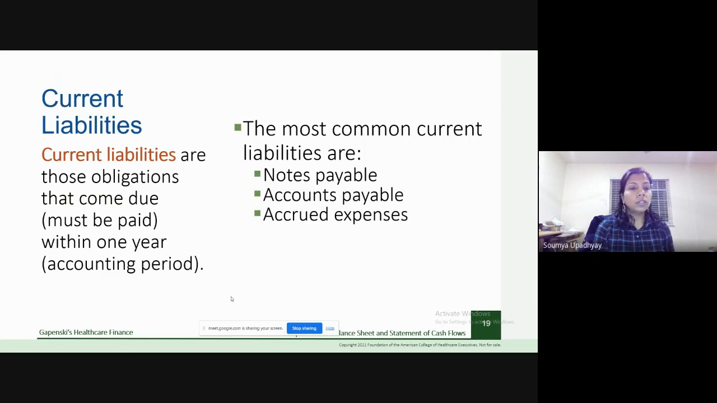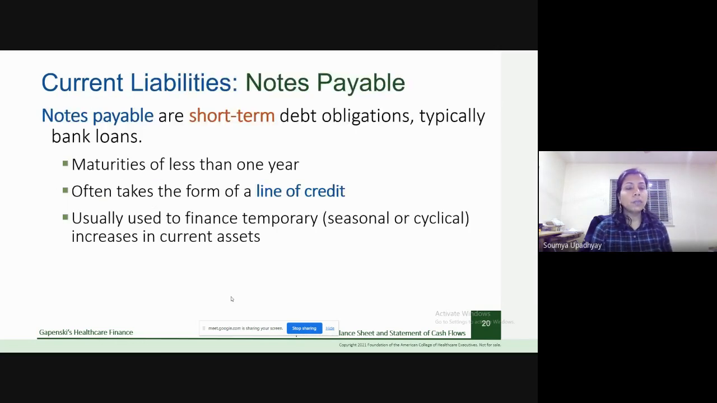So current obligations are those that must be paid within 1 year, one accounting period. And some of the common liabilities are accounts payable that you have to pay within 30 days or 60 days to your suppliers or vendors, any expenses that you may have, and notes that you have to pay. Notes payable are short-term debt obligations. Typically, they are bank loans and they have maturities of less than 1 year and often take the form of a line of credit. And it is used to finance temporary increases in current assets.